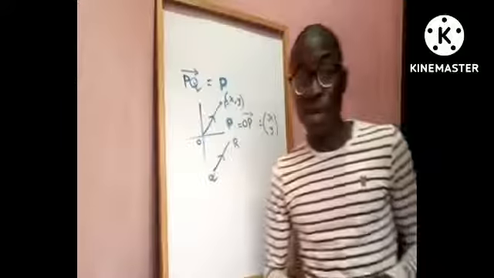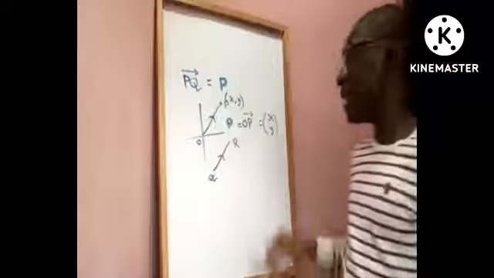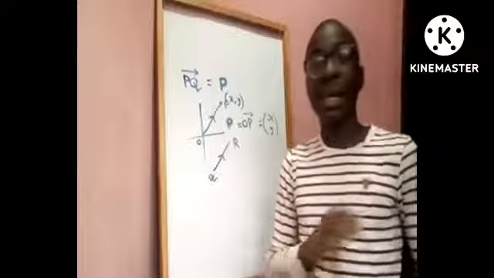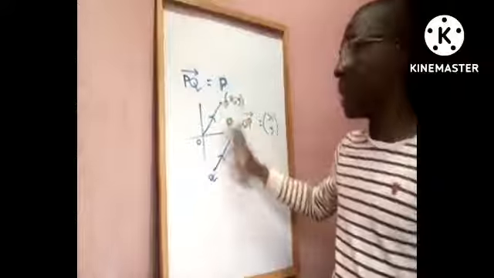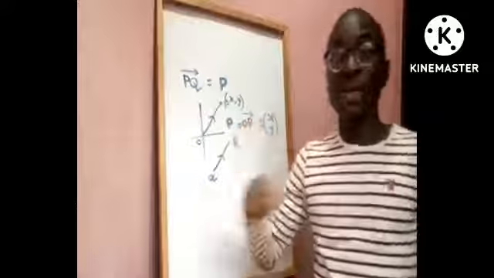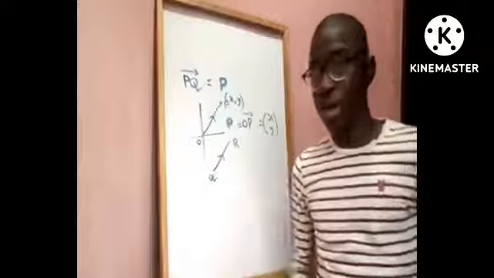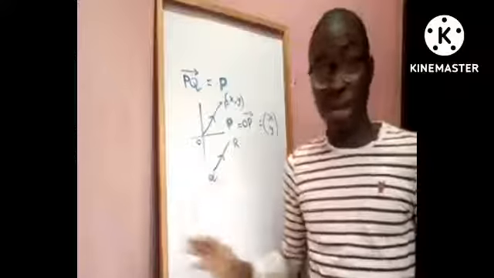Next, we also have equivalent vectors. Equivalent vectors are even closer than equal vectors, because equivalent vectors have the same points of application, the same size, and the same magnitude. So these are just the terminologies that are associated with vectors.